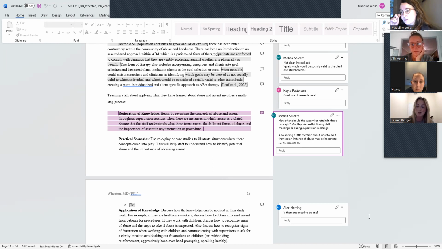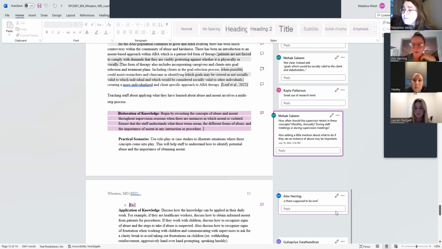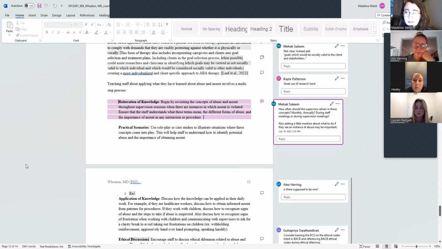I feel like we also need to be realistic with it. These are important, but how often are you realistically meeting as a supervisor group? I don't know about you guys, but I'm in the DC area and the turnover rate for RBTs is incredibly high, so there are new people coming in all the time. So I think doing it on a regular basis, minimally quarterly or something. Yeah, I like that. Okay.